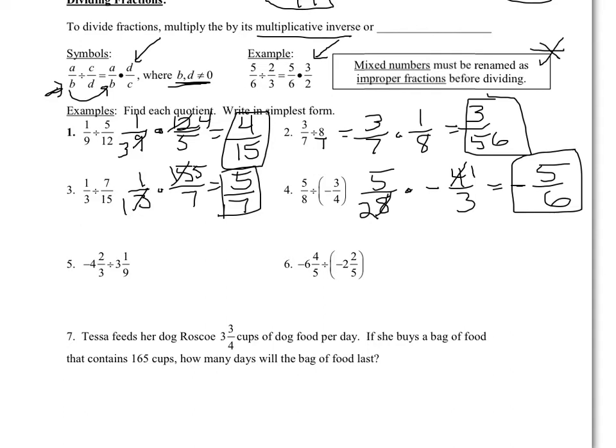All right, so now here, we've got some mixed numbers, and I put a little box up here as a little hint to remind you, and this is really important. Okay, mixed numbers must be renamed as improper fractions before dividing. Okay, so let's rename them first, then we'll deal with the reciprocal.